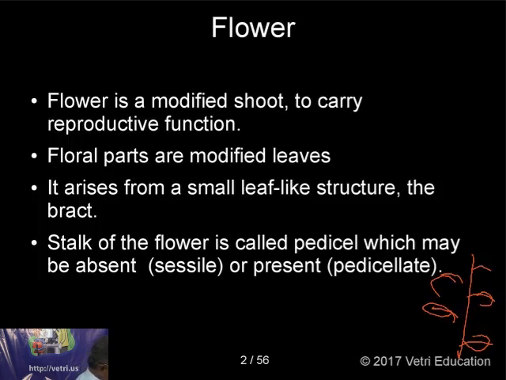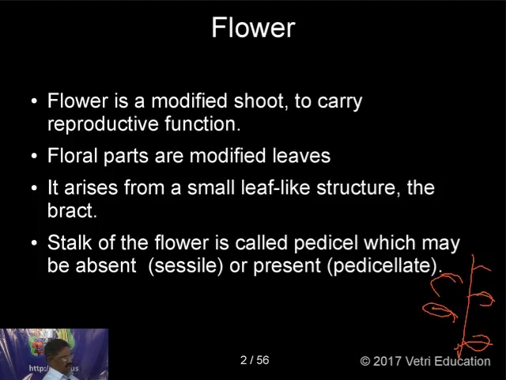In between you can also find the petiole in some flowers. The floral parts are modified leaves. There you can find the calyx, corolla, androecium, gynoecium, etc. They are modified leaves. A flower arises from a small leaf-like structure, that is a bract. So a flower develops from the axil of a bract. The stalk of the flower is called the pedicel, which may be absent. That condition is called the sessile condition. If a flower has a pedicel, that is called the pedicellate condition.